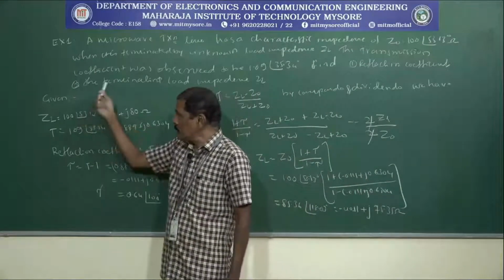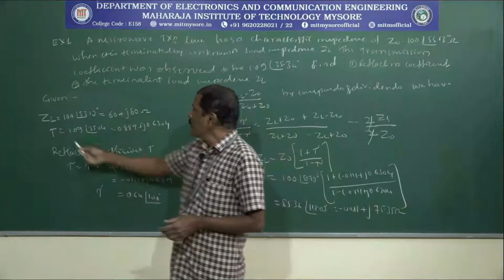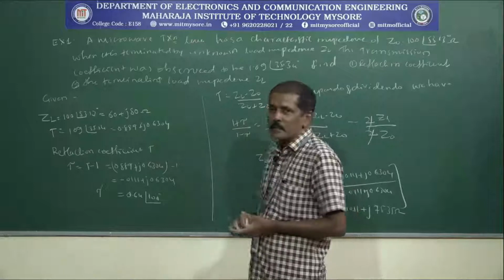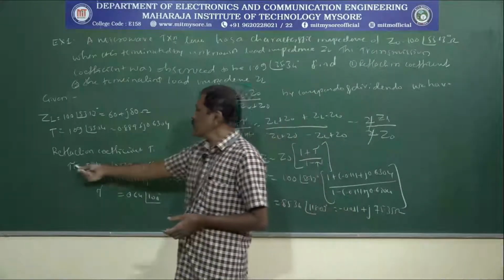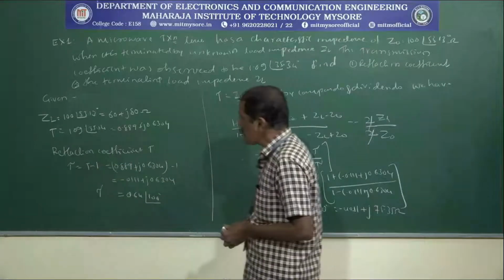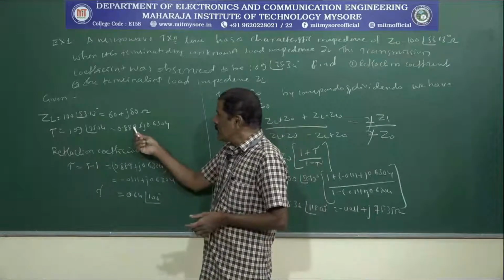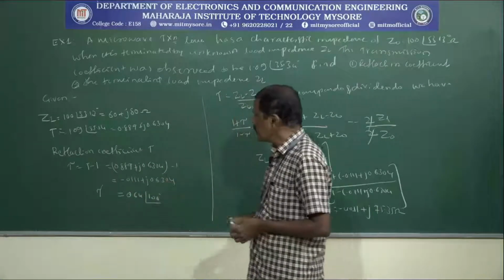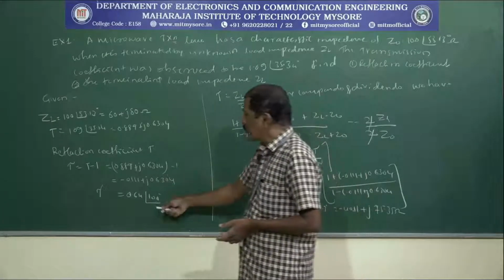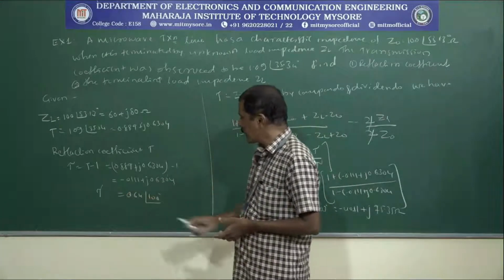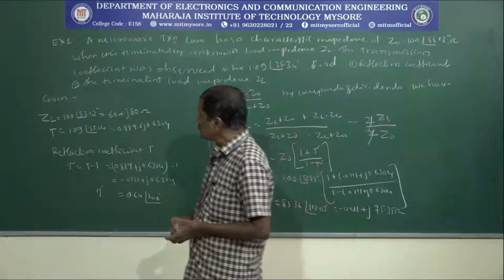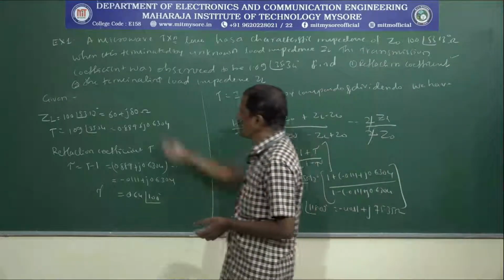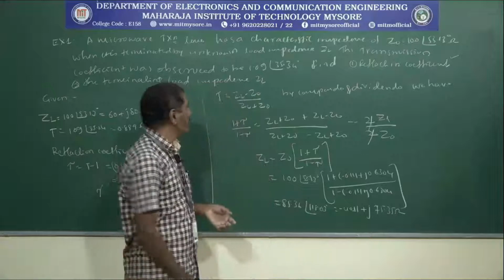Now, in the given problem, the transmission coefficient has been given, and we know the relation between the reflection coefficient and the transmission coefficient. So, the reflection coefficient is equal to the transmission coefficient minus 1, and the transmission coefficient value is given. So, this value minus 1, we are going to get it as minus 0.111 plus j 0.6304, and this value converted into polar form we will get as 0.64 at an angle of 100 degrees. Okay. So, this is what has been asked in the given problem, that is the reflection coefficient. Now, let us calculate the terminating load impedance.